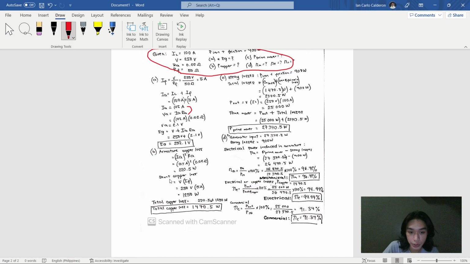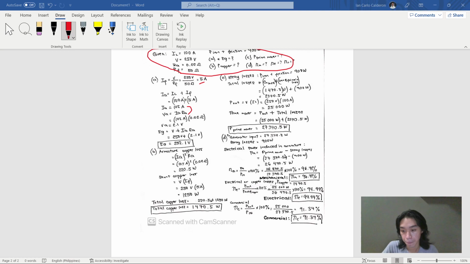For the shunt copper loss, since power also has a formula of P is equal to volts times current, P is equal to V times I. 250 volts times 5 amperes that we got earlier here, and multiply them to each other, and we get the value of 1,250 watts for the shunt copper loss. So add them together, and we get the total copper loss of 1,470.5 watts.